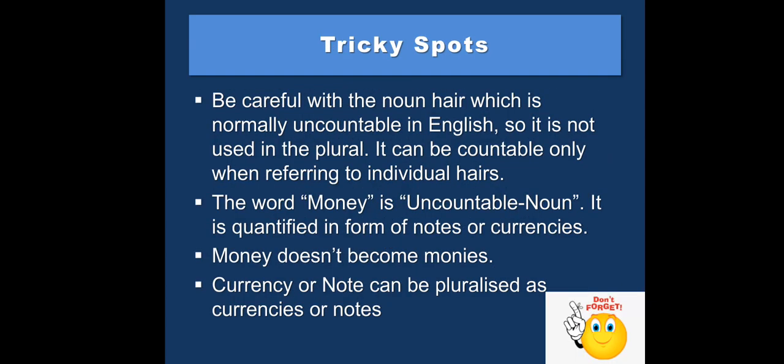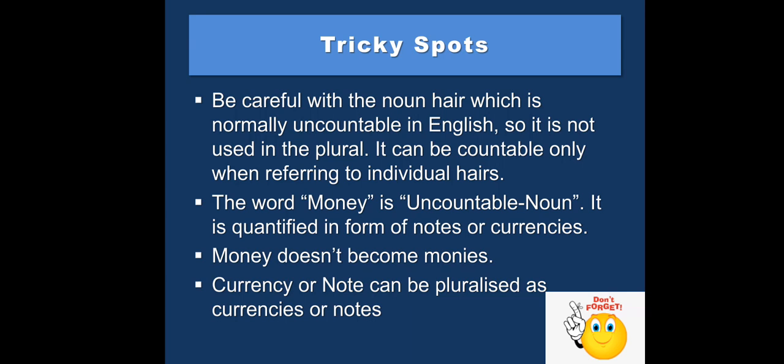Tricky spots. Be careful with the noun hare or sheep, or fish, which is normally uncountable in English. Be careful with the noun hare only, which is normally uncountable in English. So it is not used in the plural. It can be countable only when referring to individual hares.